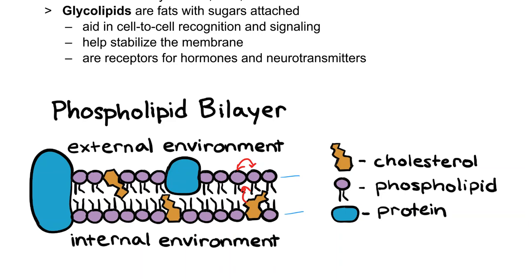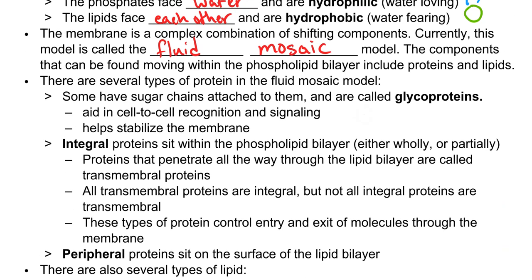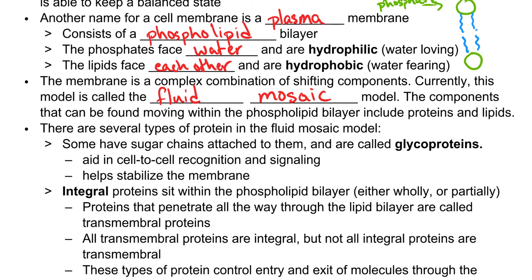And I'll give you a link to a video to watch here in a little bit after we explain this a little bit more thoroughly. So go back up. So this is called a fluid because things can move around quite easily, and it's a mosaic. And a mosaic is just a combination of a bunch of different things that make up a larger piece. Okay, so the mosaic is made up of a bunch of different things that we'll talk about here in a second. The components that can be found moving within the phospholipid bilayer include proteins and lipids.